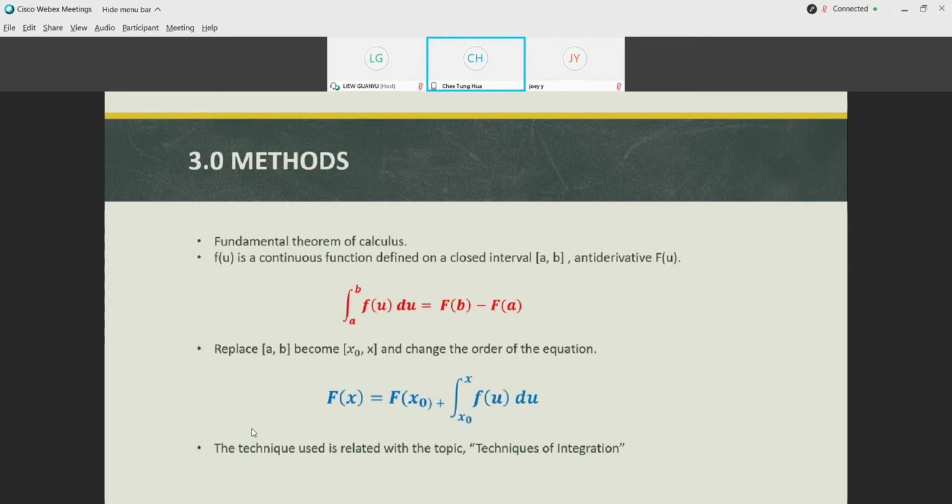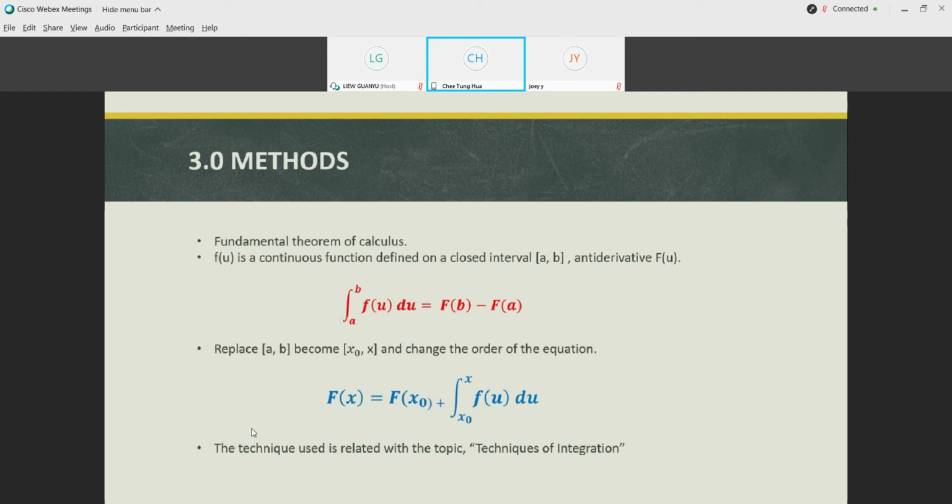We can get the formula in the red color. Next, we replace a to b, becoming x naught to x, where x naught is the starting value and x is the final value, and change the order of the equation. We can get the formula in the blue color. The technique used is related to the topic, techniques of integration.